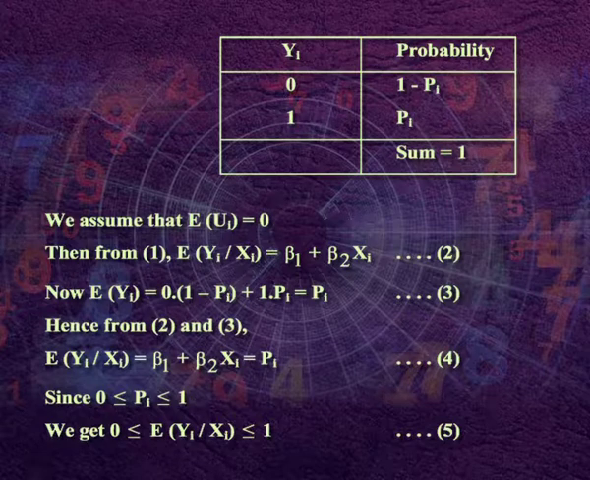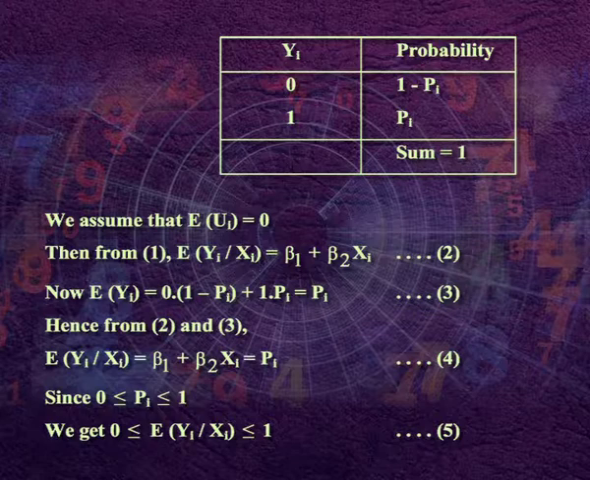We assume that expected Ui equal to 0, then from equation 1, expected Yi given Xi equal to beta 1 plus beta 2 Xi, we denote it as equation number 2. Now, expected Yi equal to 0 multiplied by 1 minus Pi plus 1 multiplied by Pi, which is equal to Pi, we denote it as equation number 3. Hence, from equation 2 and 3 we get expected Yi given Xi equal to beta 1 plus beta 2 Xi equal to Pi, we denote it as equation number 4.